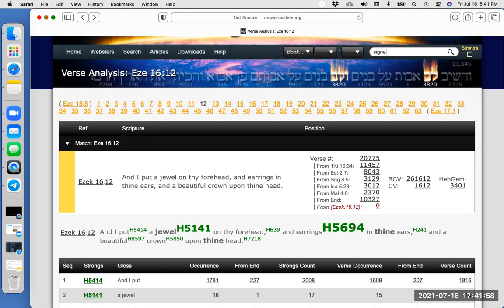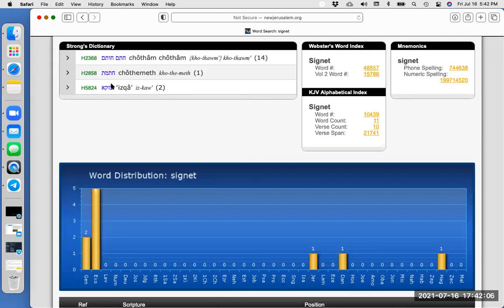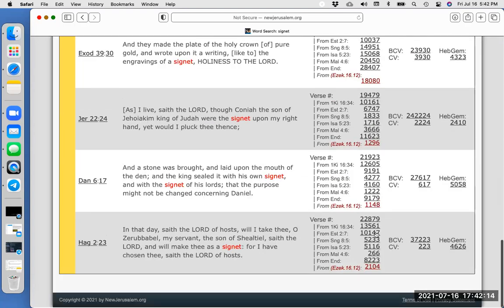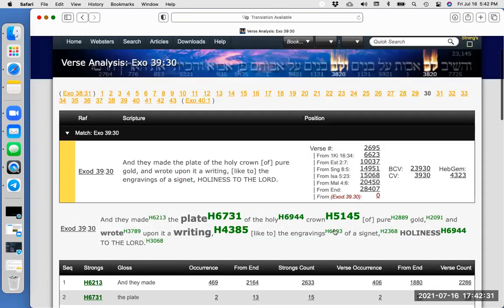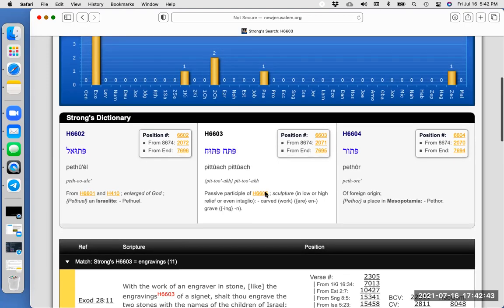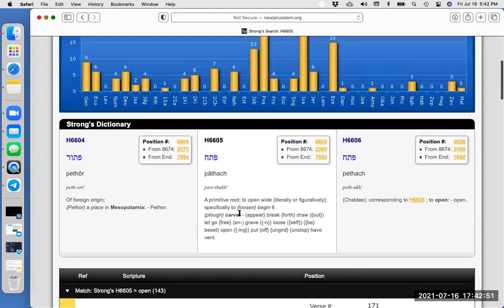So let's put in signet. Signet or seal, that's the same thing. There are three references here, all Hebrew. And we distance these, so I just scroll down and look at these distances, just because it's interesting to see. Here's a crown, gold, engravings. There's that engraving. I want to show you what that engraving is. It's really beautiful. Well, I think this was just a word for head or something. No, sculpture, carved work. Yeah, carved work, engraven. And then this one means to open. Yeah, open wide, carve. So that's that forehead open, that open bald area.